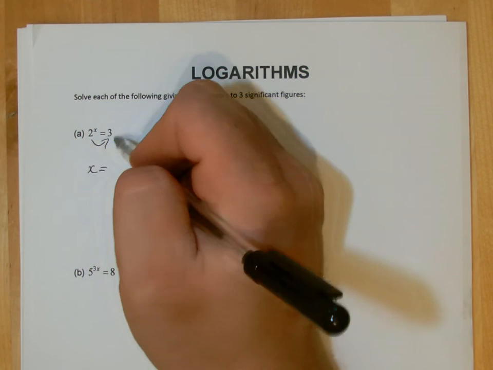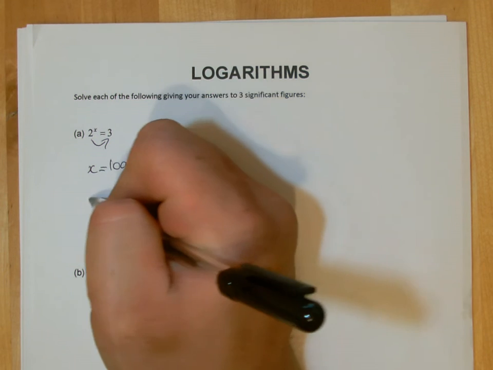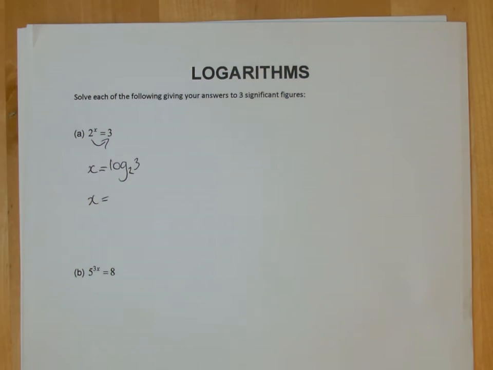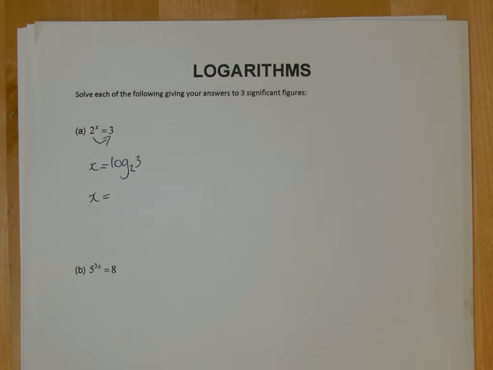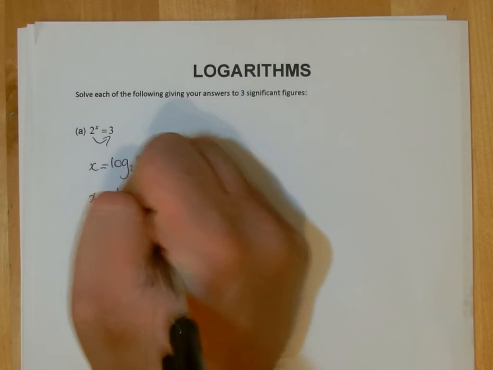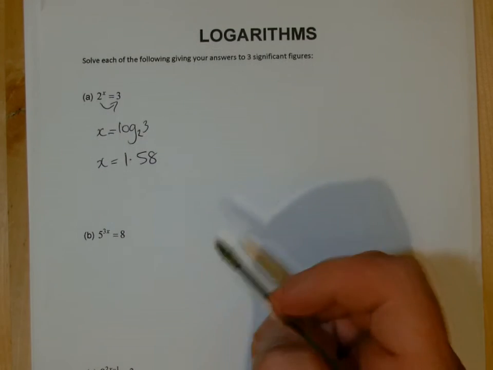So when you swing that base over, it'll be logarithm to the base 2 of 3. You get your calculator, and it does it all for you. So basically log to the base 2 of 3, and we get that out to be 1.58 to 3 significant figures.